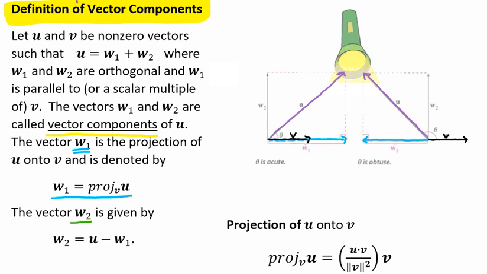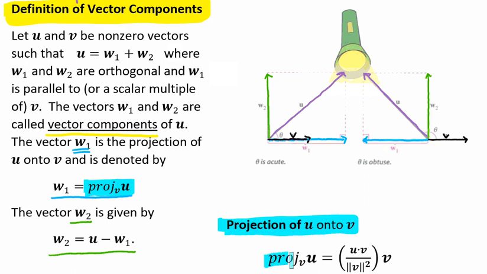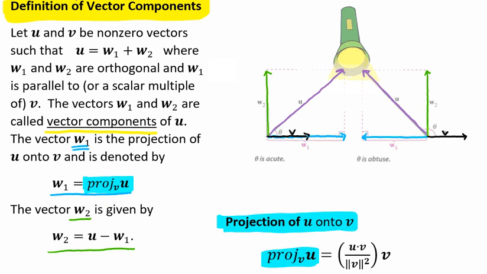Now, the vector W2 is going to be given by the vector u minus our vector W1. Now, what is this projection of u onto v? Well, the projection of u onto v is an equation. Here we're going to have the dot product of u and v divided by the magnitude of vector v squared, all times vector v. Let's do an example to get a little bit better idea of how this is going to work.